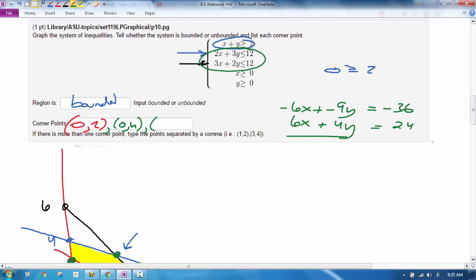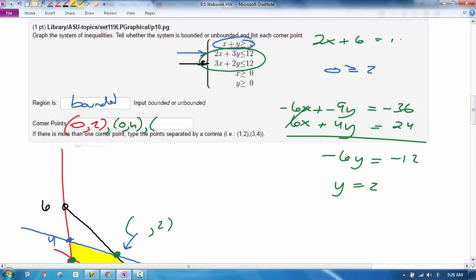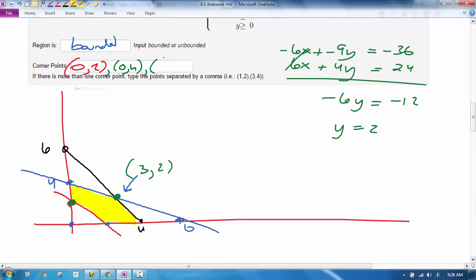Now when I add those together, I get negative 6y equals negative 12. So y equals 2. And then to find x, you plug it back into any one of these equations. I'll plug it back into the first one. That'd be 2x plus 6 equals 12. Subtract 6 from both sides. 2x equals 6, so x equals 3. So there's the point 3, 2. And then the next point is the point 4, 0, and the last point is 0, 0.